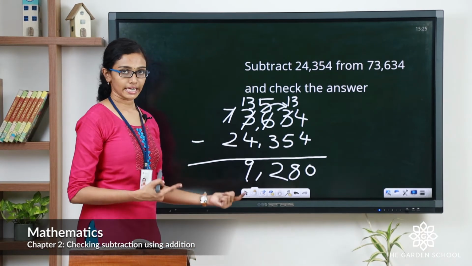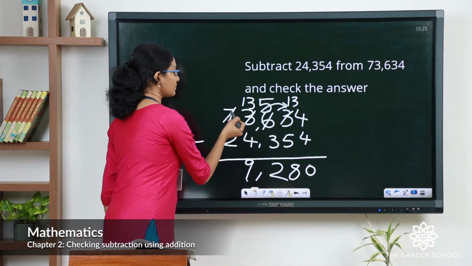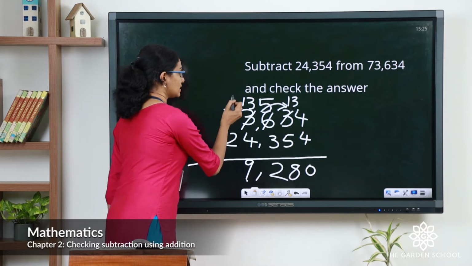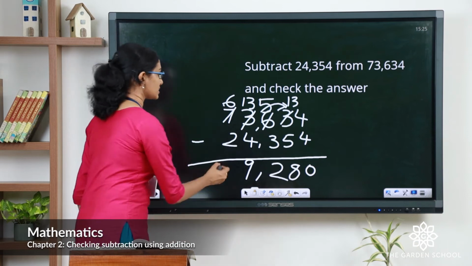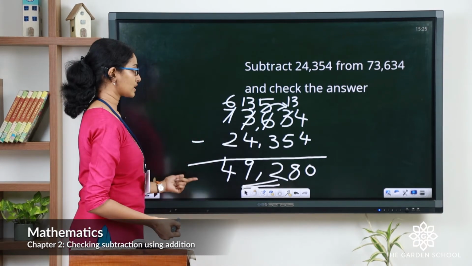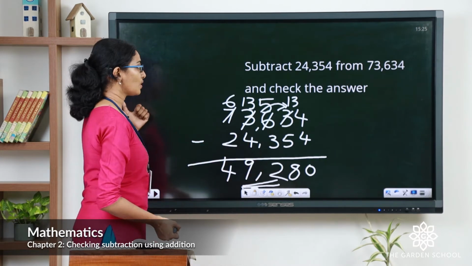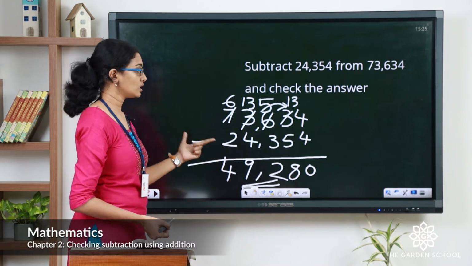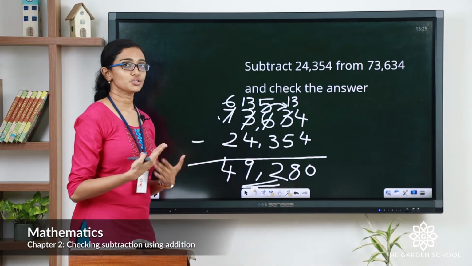Now, since we gave 10,000 to the thousands place, instead of 7 we have 7 minus 1, 6 here. Now, 6 minus 2, what is it? It is 4. So, what is the difference of these two numbers? It is 49,280.